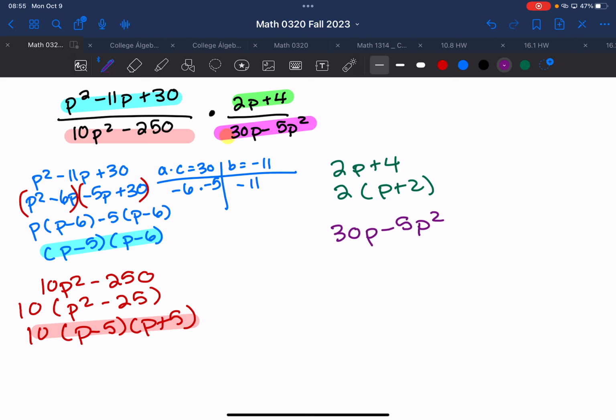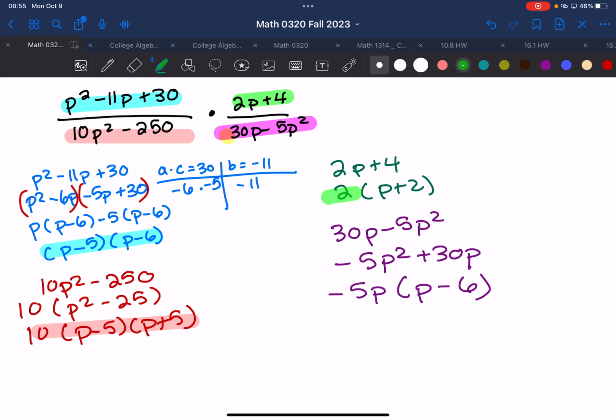Let me first rewrite this, though, in the correct way, because this should be negative 5p squared plus 30p. So I could take out a 5p, but I also would want to take out a negative. So I would take out a negative 5p, and I would be left with p, what? Minus 6. Minus, because negative 5 and negative 6 would give a positive. So again, these are all the things that I am going to plug back into my original problem. So I have everything factored.